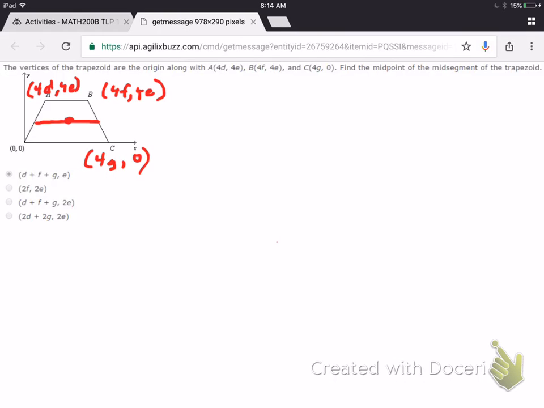So what we do is our x-coordinate of our midpoint is going to be, add all the x-coordinates together, 4D plus 4F plus 4G, and again plus 0, but we don't need to show that. And to find the average of 4 points, you divide by 4.